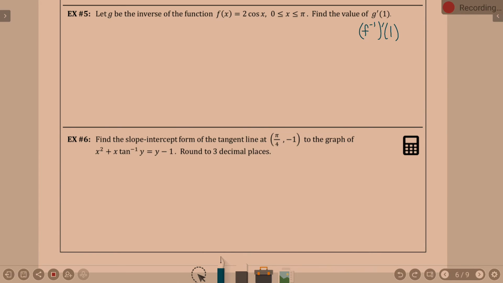So g is defined to be the inverse. So g is f inverse, which means they're asking me to find the derivative of f inverse at 1. So you have to go back to lesson 3-4 here, derivative of the inverse. We have a formula.